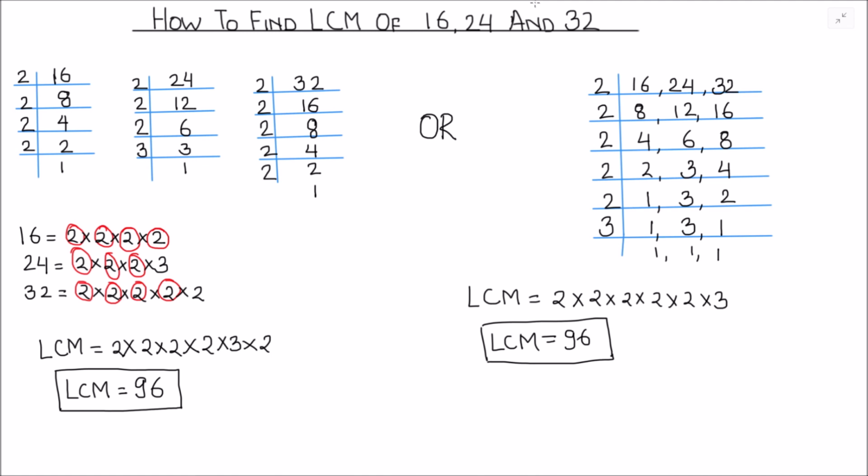In the first method, we calculated the factors by dividing the numbers individually, and in the second method, we have divided the numbers together. No matter what method you use, you are going to get the same answer. I hope this video is helpful to you, and you can now find the LCM of three numbers by either the single ladder method or the multiple ladder method.